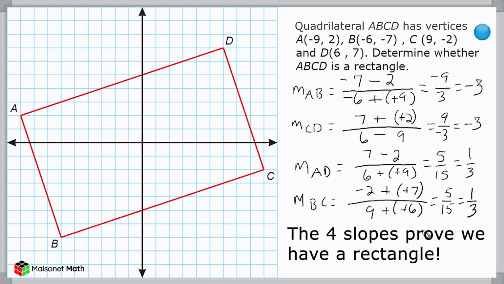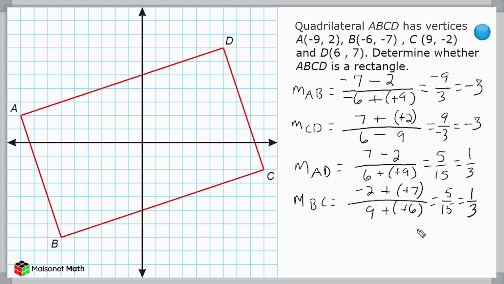And by the way, one thing that is always true about lines that are perpendicular is if you take their two slopes and you multiply those two values together, what you will always get is -1. So that is what you are looking for when you are trying to prove that two lines are perpendicular to each other. Their two slopes would have a product of -1.